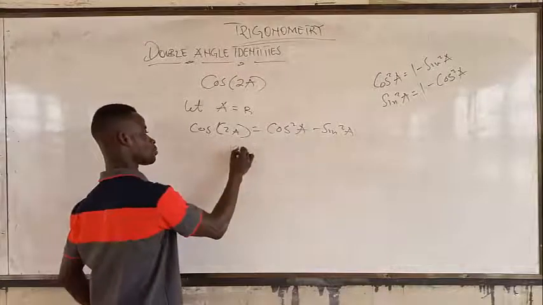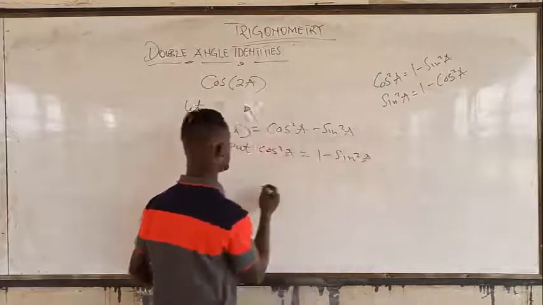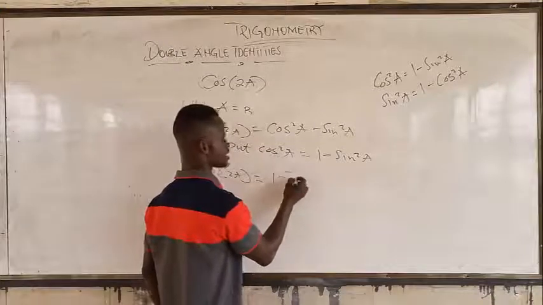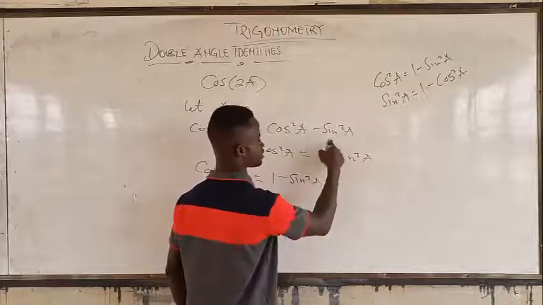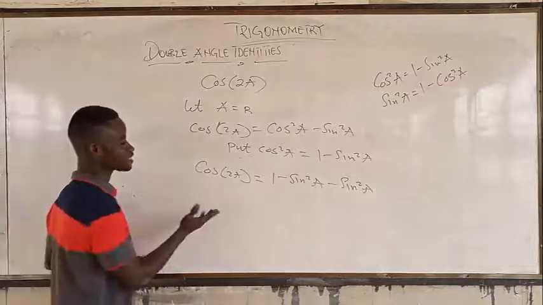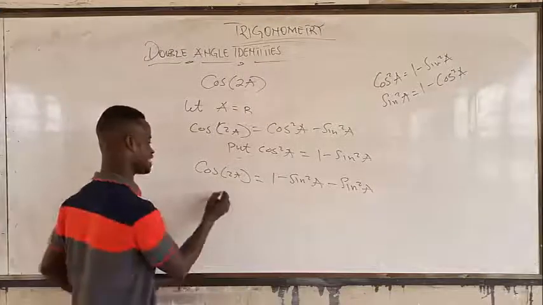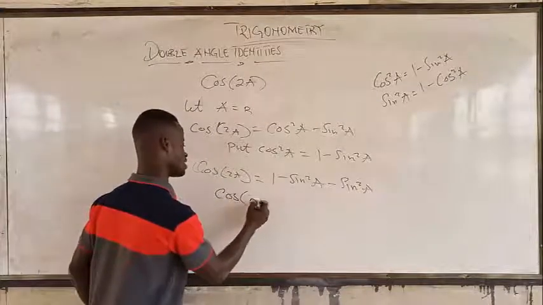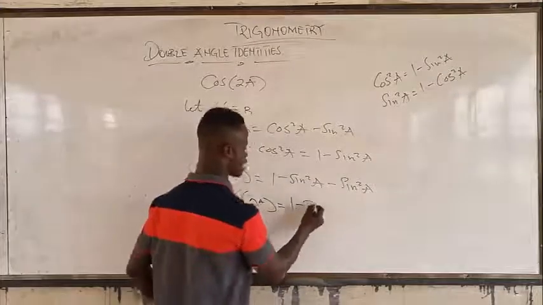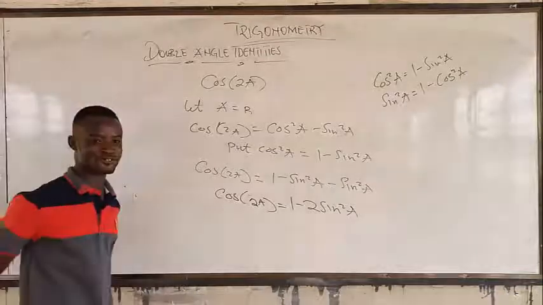Now, when we put cos square A equal to 1 minus sin square A, we are going to get cos 2A equal to 1 minus sin square A minus sin square A. You can see that we get the expression of the double angle cos 2A in terms of sine, and that is cos 2A equal to 1 minus 2 sin square A. Very good. Beautiful.